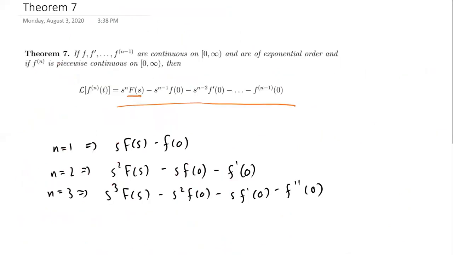Well, to take the Laplace transform of the derivative, since it's the first derivative, we need f to be continuous and f prime to be piecewise continuous. Based on this theorem, this is what we need to guarantee that the Laplace transform exists, and we have this formula. And here I gave you what the formula looks like for a number of n. n equals 1 corresponds to the first derivative, n equals 2 to the second derivative, n equals 3 to the third derivative. You can see the pattern.